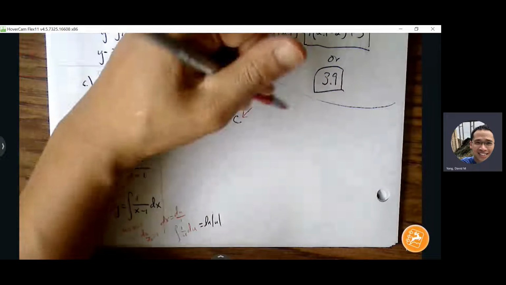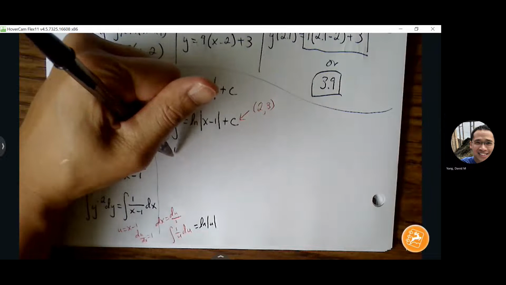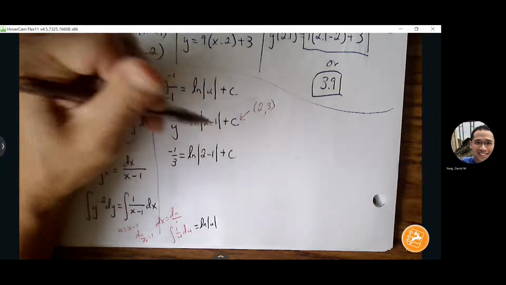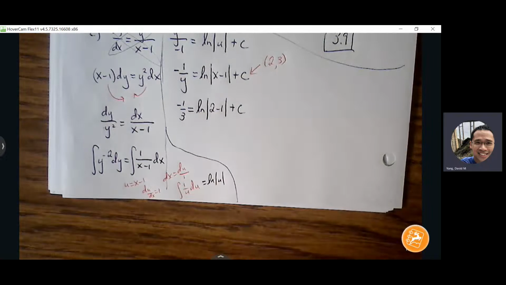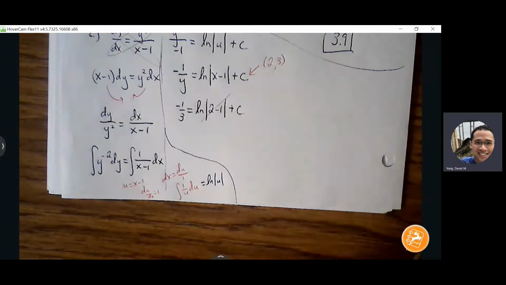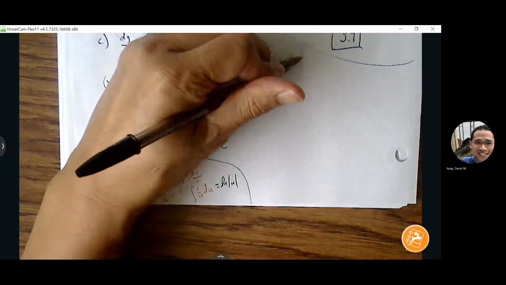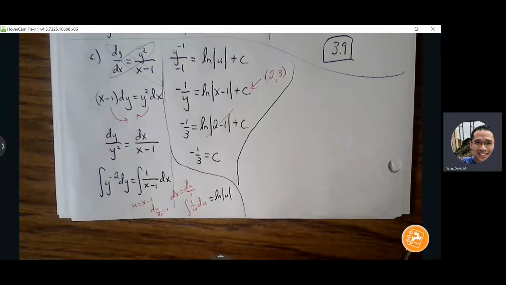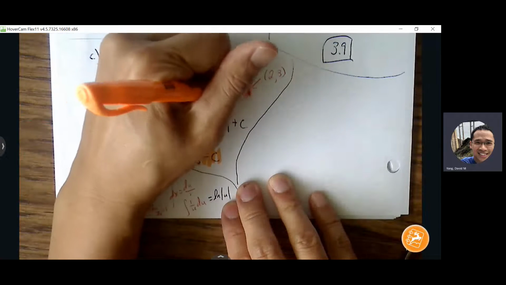We have our ordered pair, 2, 3. 2 in for x, 3 in for y. Right, natural log of 2 minus 1, so that's natural log of 1. Natural log of 1 is 0, that goes away. So negative 1/3 equals c. Once we have our c value, we can go ahead and reinsert it back into the equation where we started making that substitution. So we'll put in that negative 1/3 here.